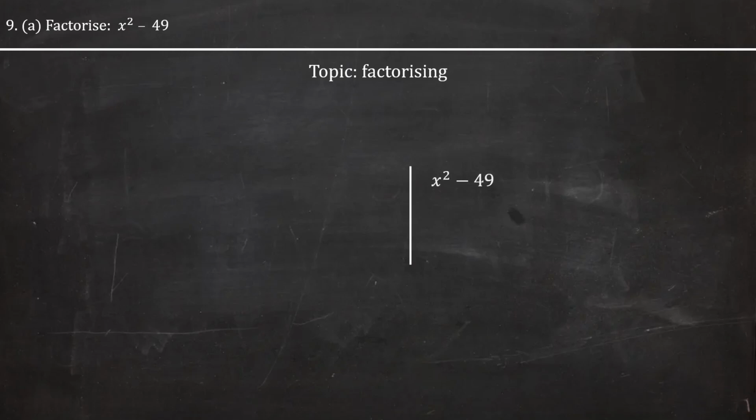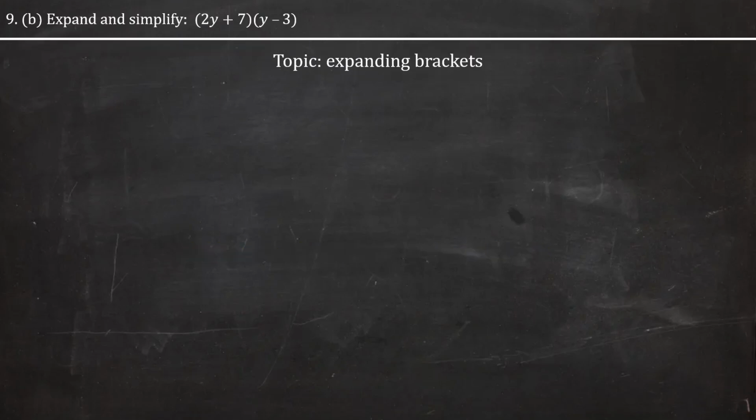So this one's pretty simple because it is a difference of 2 squares. So that is going to be the square of the first plus the square of the second, and then the square of the first minus the square of the second. Nice and done. Part B, expand and simplify.